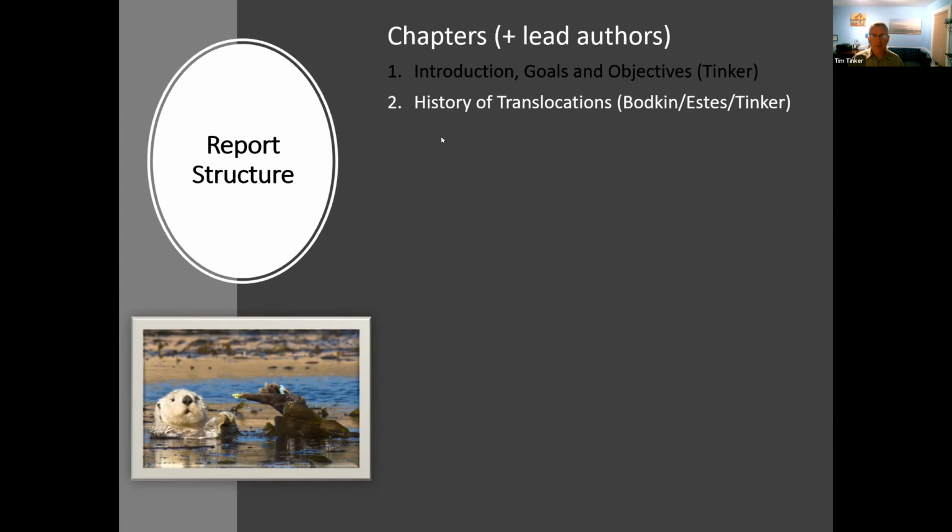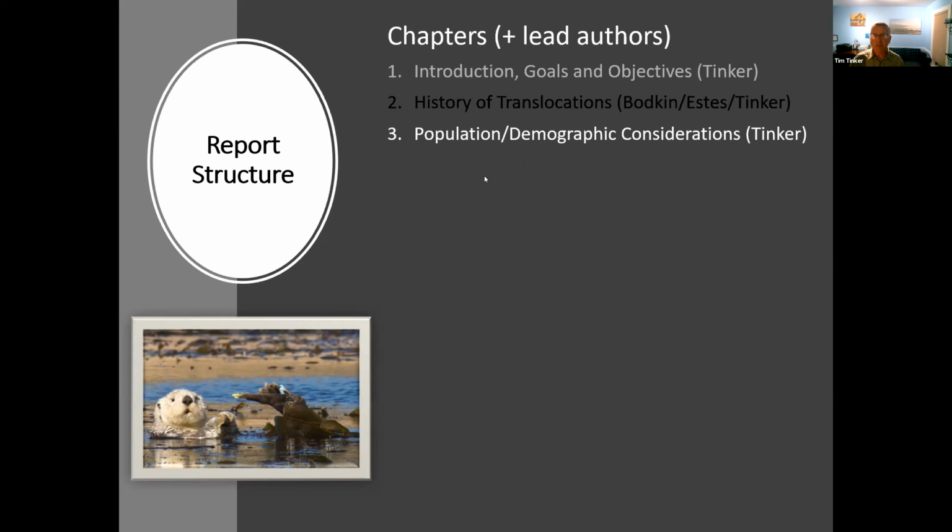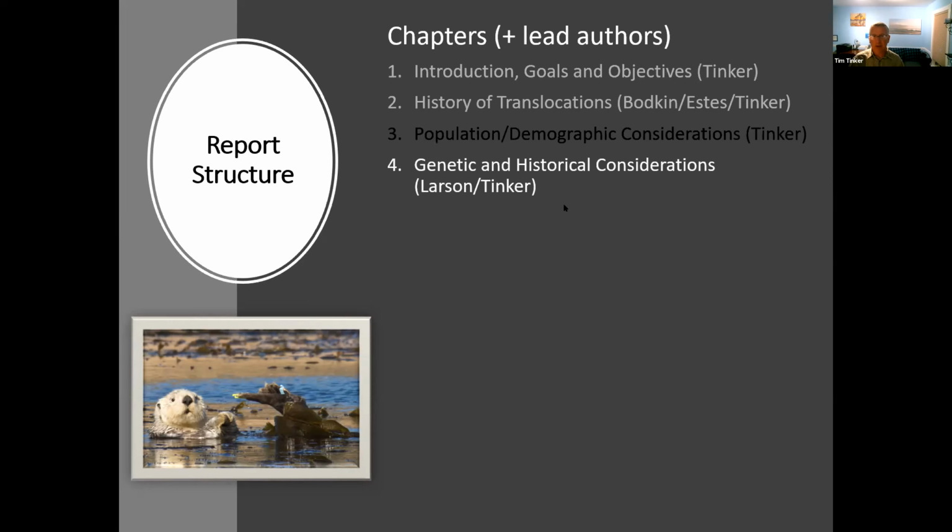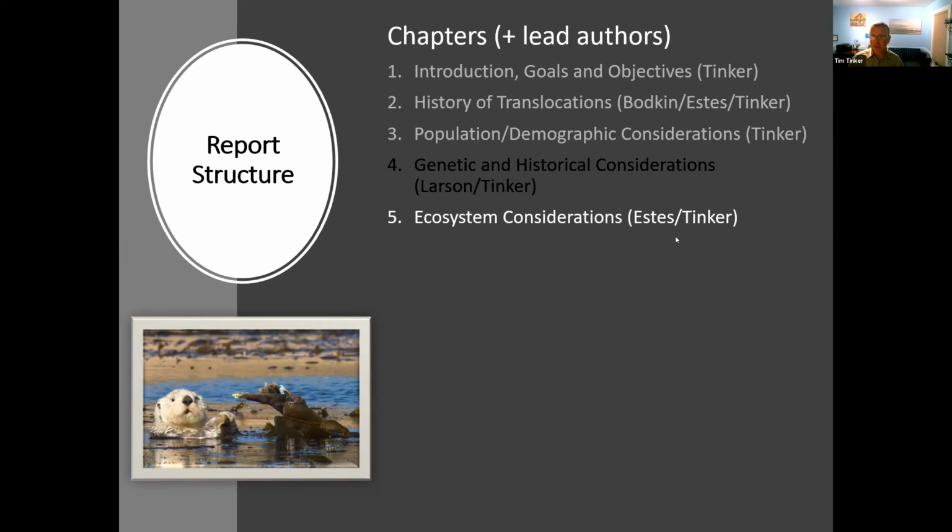Jim Bodkin took the lead in that chapter on understanding the history of past translocations and reintroductions. It's really important in terms of taking away lessons learned from both successful and unsuccessful translocations, to hopefully provide some guidance in how to make future reintroductions successful. Population and demographic considerations, I took the lead in that chapter. Genetic and historical considerations, Sean Larson took the lead in that chapter. Ecosystem considerations, that was led by Jim.